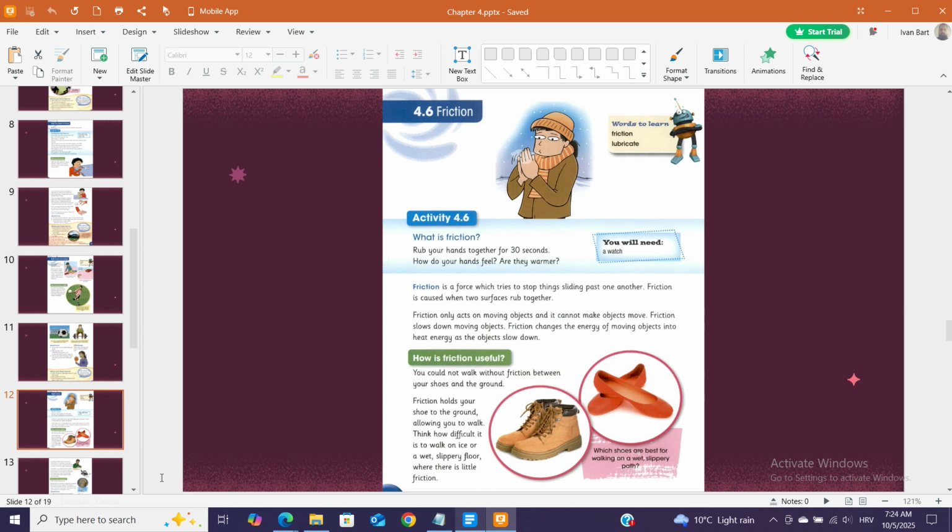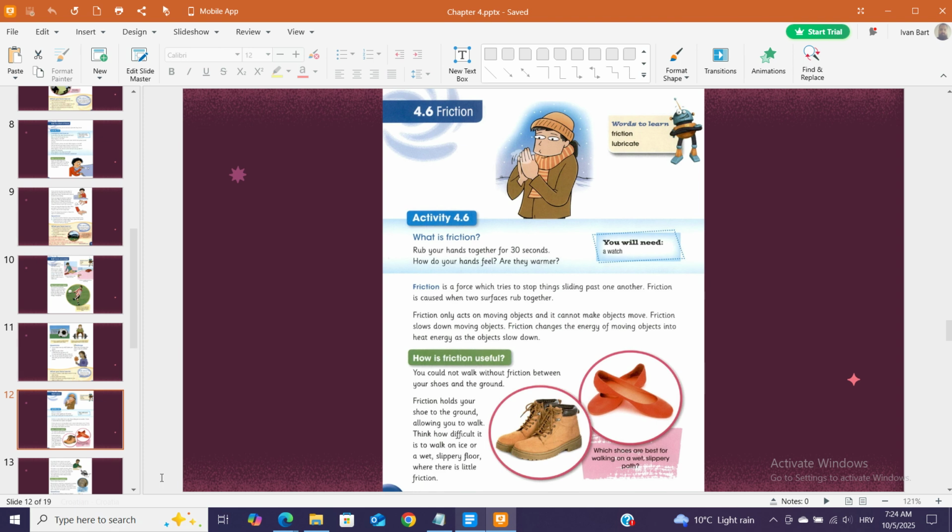Friction is a force which tries to stop things sliding past one another. Friction is caused when two surfaces rub together. Friction only acts on moving objects and it cannot make objects move. Friction slows down moving objects. Friction changes the energy of moving objects into heat energy as the objects slow down.